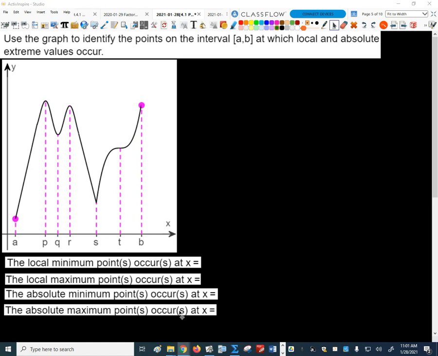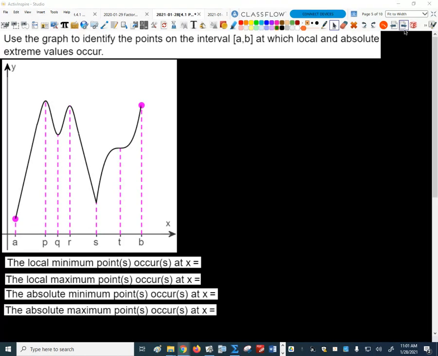Everybody agree? Okay. In this case, and you've got to look pretty closely here, where is the absolute maximum? I agree. I think it's P. P looks like the highest point. Okay.